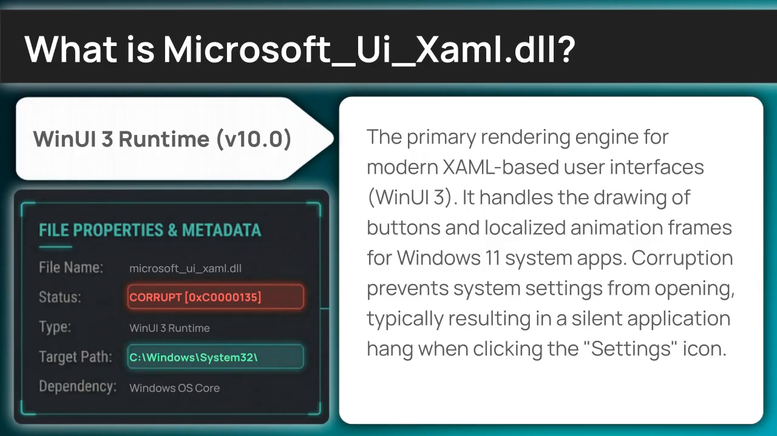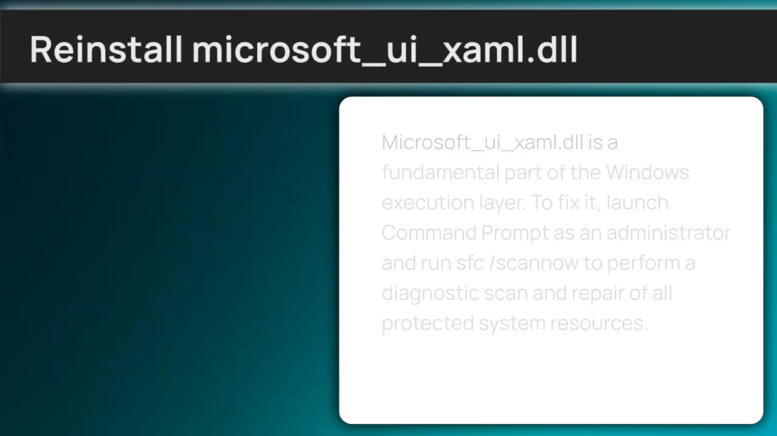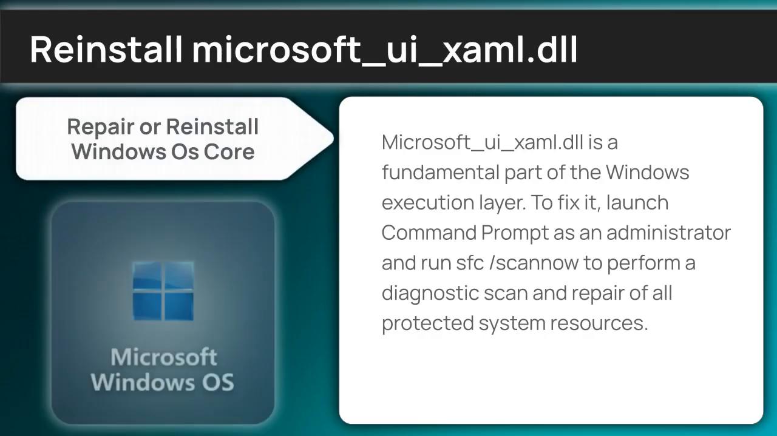Knowing the file's purpose is helpful, but now we need to physically restore it. Microsoft UI XAML is a fundamental part of the Windows execution layer. To fix it, launch Command Prompt as an administrator and run sfc /scannow to perform a diagnostic scan and repair of all protected system resources.